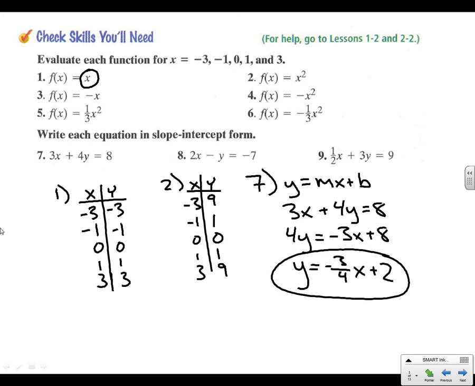So that's 7. Pause the video. See if you can do 8 and 9, as well as the remaining problems 3 through 6. Get those done, and then press play, and we'll keep going.